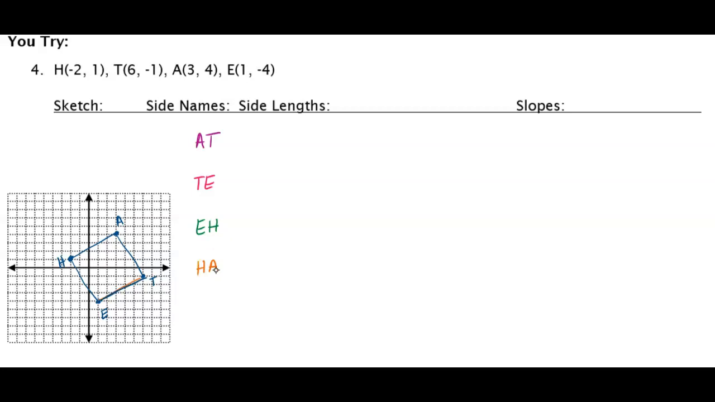Okay, so I have to now find the side lengths of all 4 sides. So I want to remind you of what the formula is that we're going to use for that, and that is the distance formula. So I'm going to write that up here. The distance formula is the square root of x2 minus x1 squared plus y2 minus y1 squared. When we look at our side lengths, we are going to have to reduce any radicals if that's necessary.